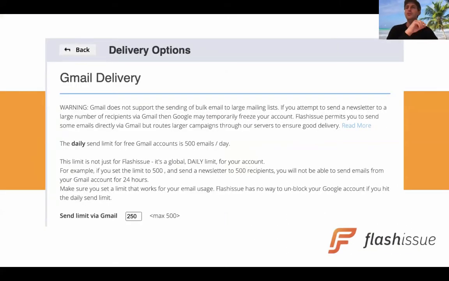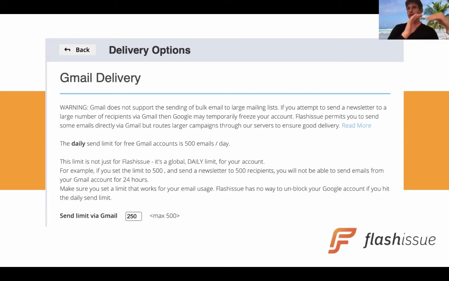Now, you can tell Flashissue what should be the threshold. So by default, if you have a gmail.com address, whenever you try to send to more than 250 recipients in the list, we automatically send the message through Flashissue and not through Gmail. Why is that? Because if you send a newsletter to 250 people and then you want to keep using your Gmail account that day, you might end up hitting that limit. And then you're blocked. You know, it's a major issue.